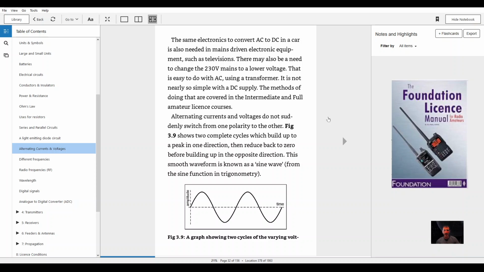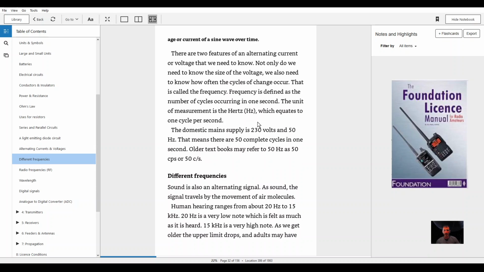Alternating currents and voltages do not suddenly switch from one polarity to the other. See figure 3.9 below. It shows two complete cycles which build up to a peak in one direction, then reduce back to zero before building up in the opposite direction. This smooth waveform is known as a sine wave (in brackets, from the sine function in trigonometry). The graph shows two cycles of the varying voltage or current of a sine wave over time.